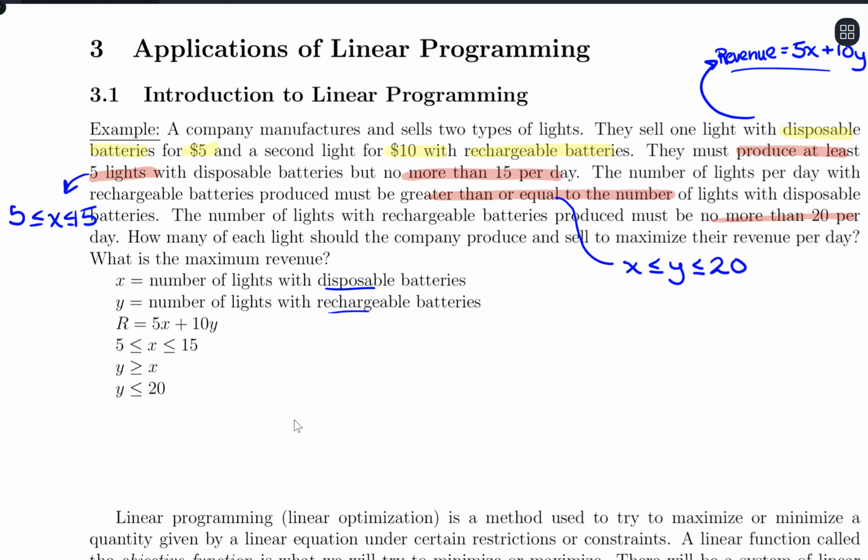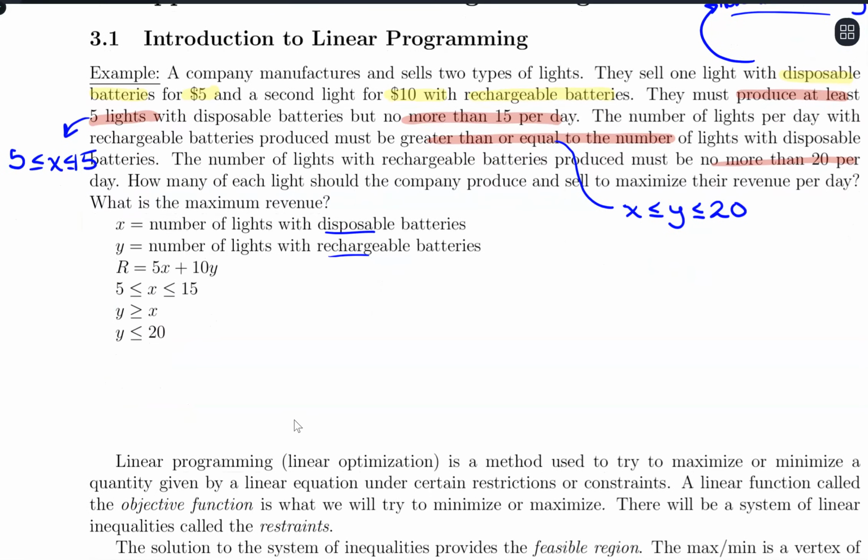So in the wording, we're getting these pieces, and as you can see, these pieces are showing up down here with this R equals 5X plus 10Y. We have this 5 is less than or equal to X is less than or equal to 15. And then this was separated, but it could have been all together, that Y is more than or equal to X and Y is less than or equal to 20. So we end up with these inequalities, which are causing these restrictions. Really, our terminology will be constraints. So those are the constraints, all of those inequalities.